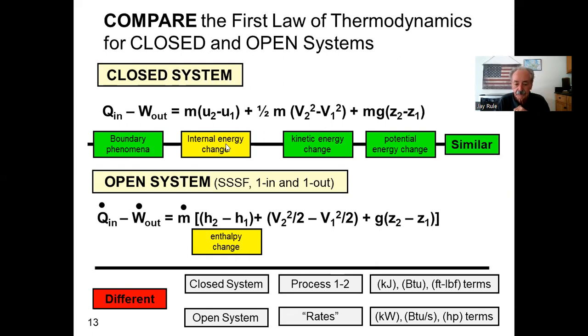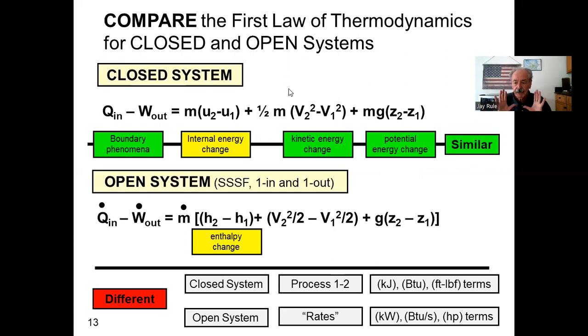Right-hand side, energy changes. I've got mass times U2 minus U1. That's internal energy change, isn't it? Let's go down here. M dot times enthalpy change. That's similar. It's similar but different. That's why I've colored these two blocks yellow. Next block of things, kinetic energy change. Look how similar. I've got 1/2 M V2 squared minus V1 squared. And down here in the open system, I've got 1/2 V2 squared minus V1 squared. I didn't pull the half out. Look how similar, but not identical, kinetic energy change is. And similarly, look how similar the potential energy change term is.